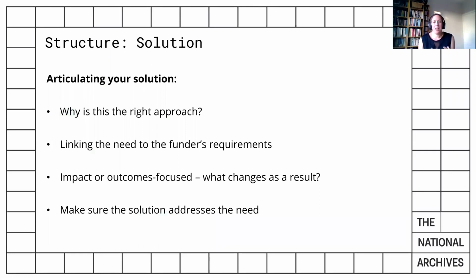Okay, so articulating your solution, what do you need to think about in doing so? Well, really what we're often thinking about is you need to articulate why your solution, why your way of doing things is the right one. What's the decision-making process that led to that proposed solution? Think about the questions a funder might ask, and make sure you address those right up front, especially if perhaps a cheaper or more obvious solution is theoretically available. So, for example, if you were seeking funding to buy a building, why is that the right solution as opposed to renting a building?